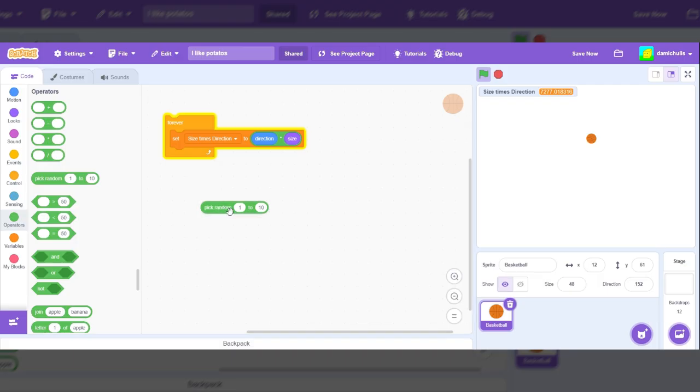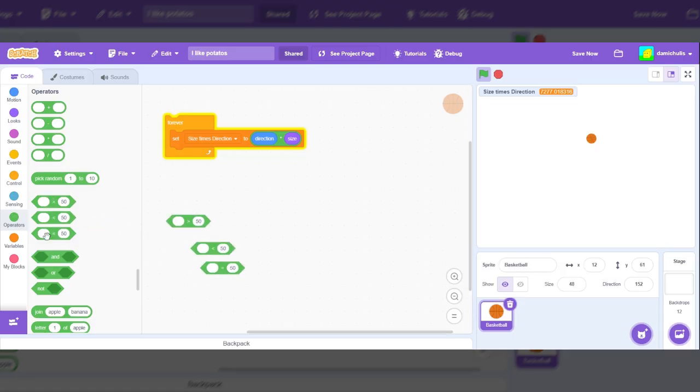The next one is pick random. You can pick random something to something. It will be random. Then there are the boolean blocks after that.